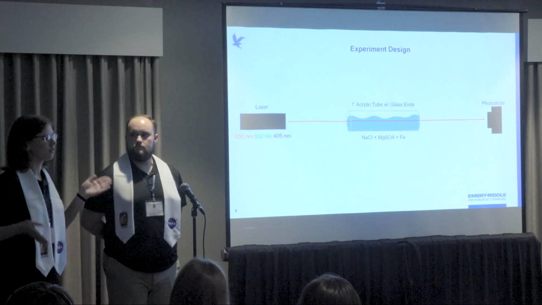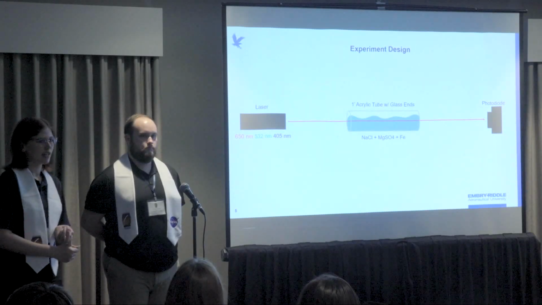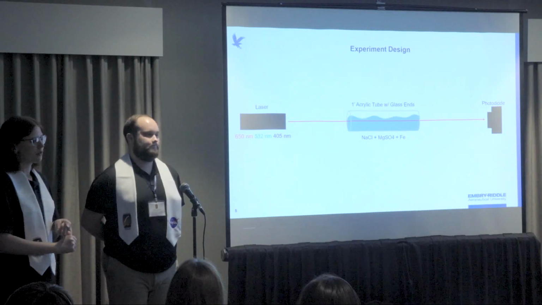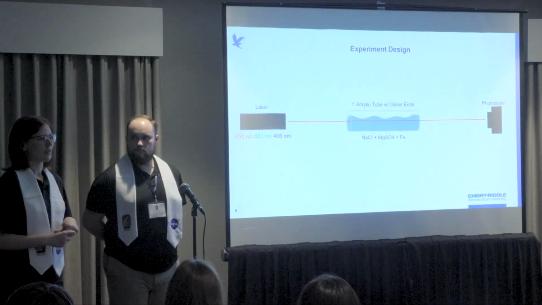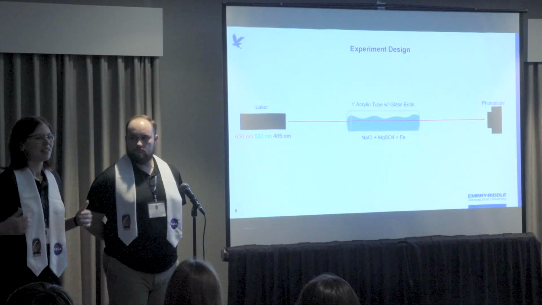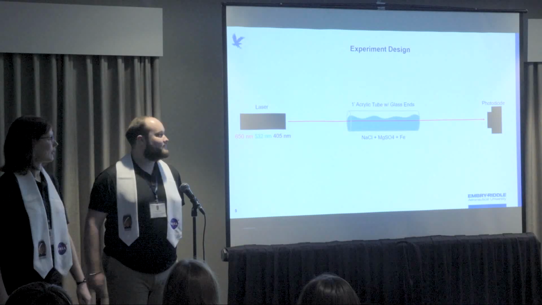And I also made note of the laser wavelengths we used here. So we used a red 650 nanometer laser, a green 532 nanometer laser, and a blue 405 nanometer laser. We chose these three because they're really easy to find, like laser pointers in red, green, and blue. That's exactly what these are.